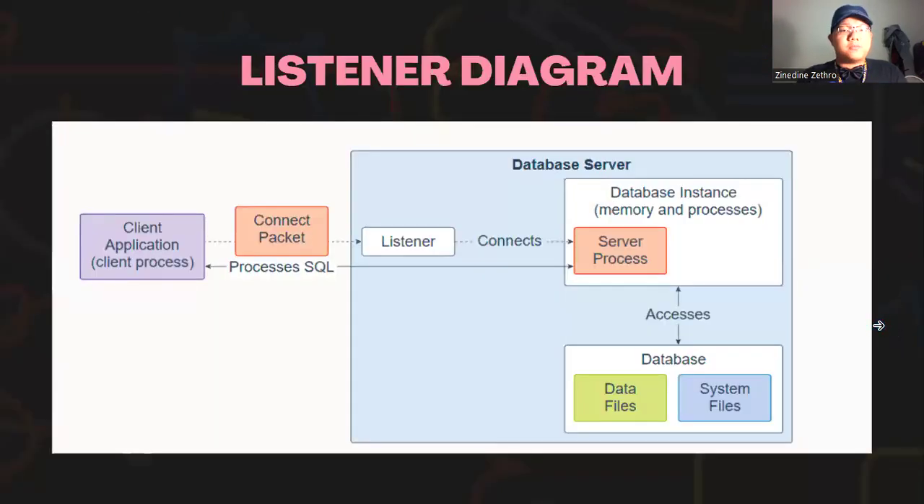This is the diagram of how a listener would work in a database server and in an Oracle database server. So as you can see in the left side of the screen, you can see the client application, and then the connect packet, which is the one that the client will be sending, which will be taken by the listener, and then the listener will act as the mediator, just like how we previously discussed, and it will connect the connect packet from the client application to the database instance.